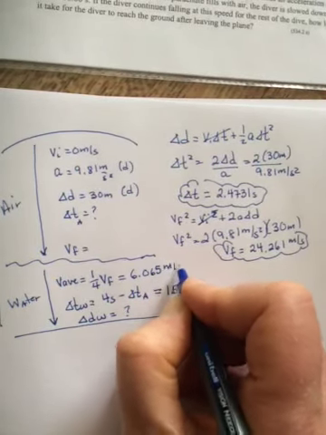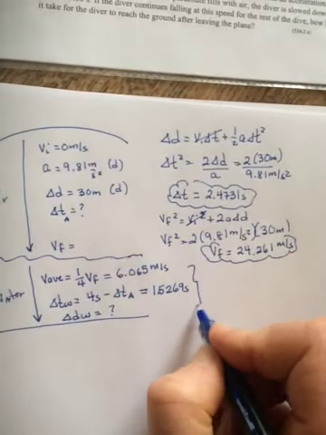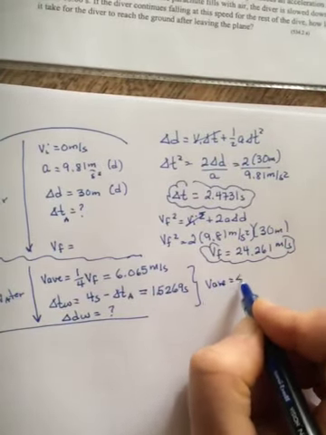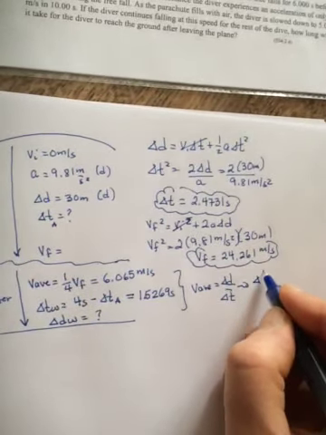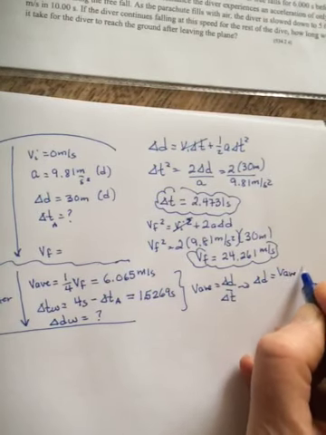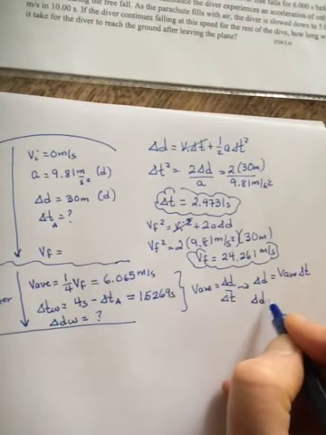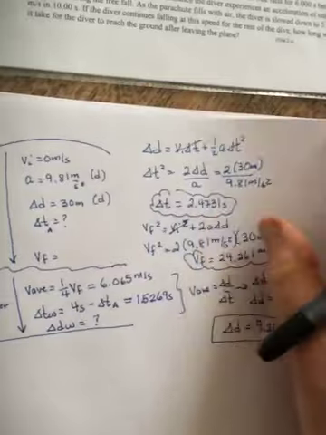6.065 meters per second. And so now we know VAV is equal to delta D over delta T. So delta D is equal to VF delta T. So delta D is equal to 6.065 meters per second times 1.5269 seconds. And you should get a delta D of 9.261 meters. Okay, number 5 is done.